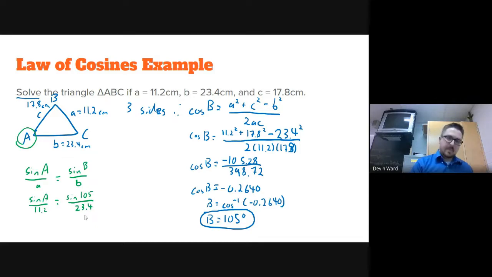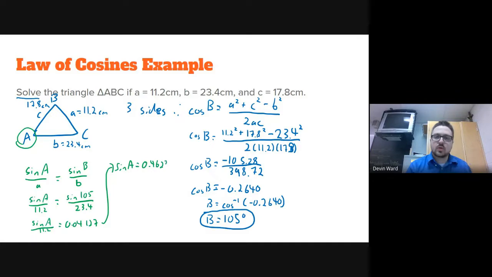Okay. Let's put this down to a number. I'm going to skip some steps here because I've been talking all day and my throat is kind of starting to hurt. That equals 0.04127. We're going to multiply that by the 11.2, which gives 0.4623. A equals the inverse sine of that.